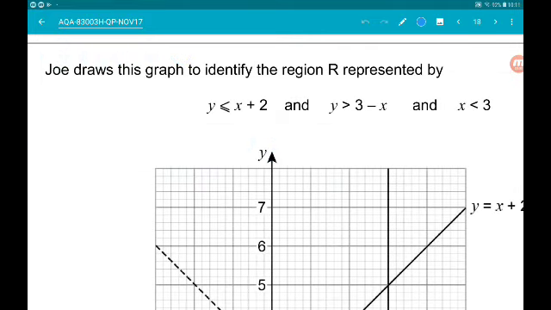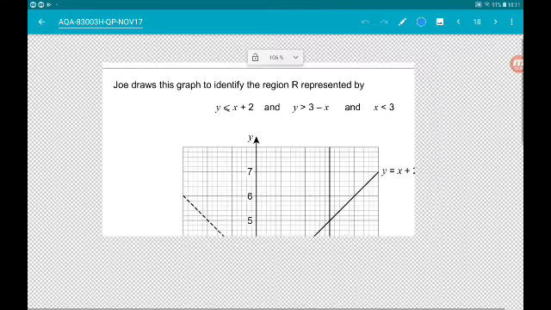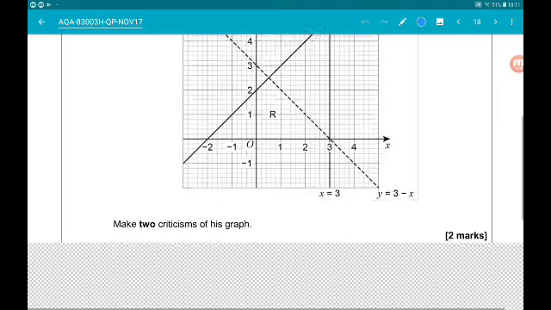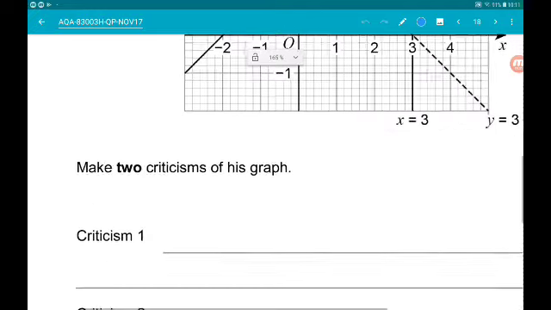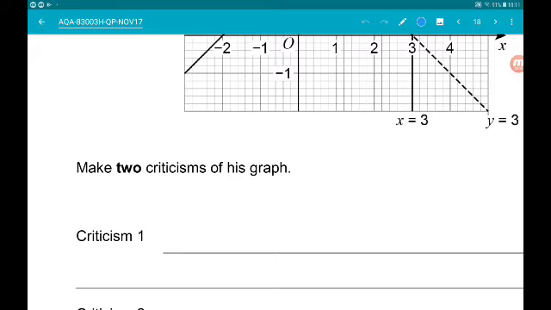Question 23, we have inequalities and graph regions. So I'll put my stuff down below. So, Joe draws this graph to identify the region R, represented by y is less than or equal to x add 2, y is greater than 3 minus x, and x is less than 3. So we've got his attempt here. We are asked to make 2 criticisms of the graph.